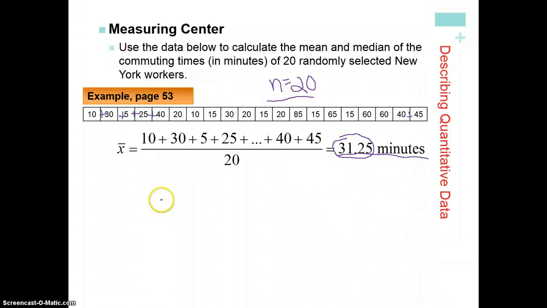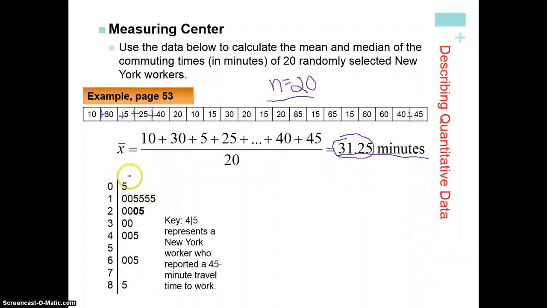And then the median. Let's arrange our data in a stem and leaf plot, that way it's in chronological order. And let's talk about the shape real quick. This is skewed right. And we have a gap right here at 50. Actually, the gap is from 45 minutes to 60 minutes. So that's a gap of 15 minutes, which is a little weird.